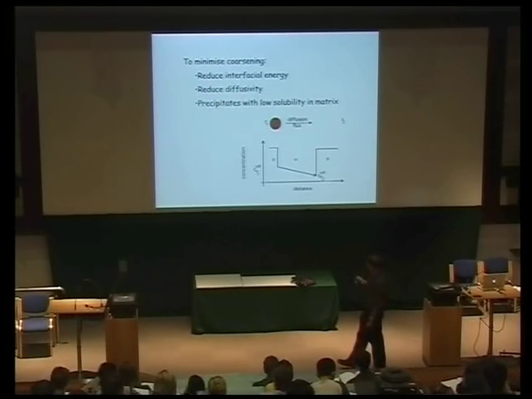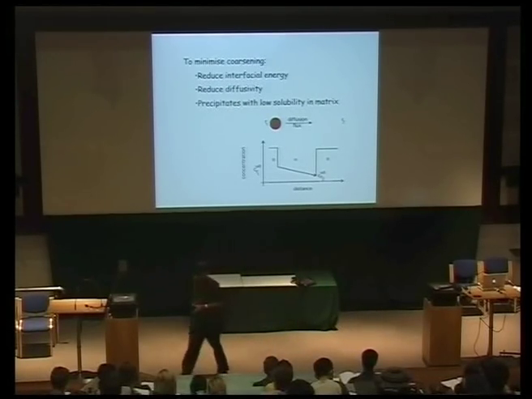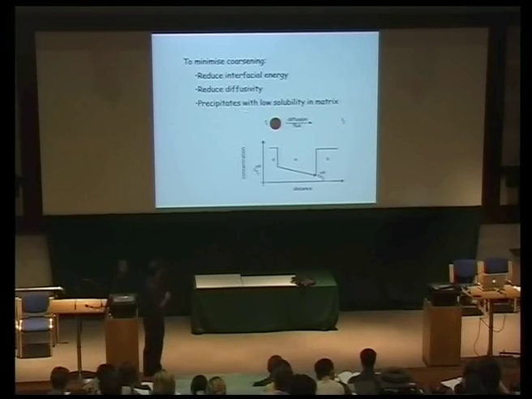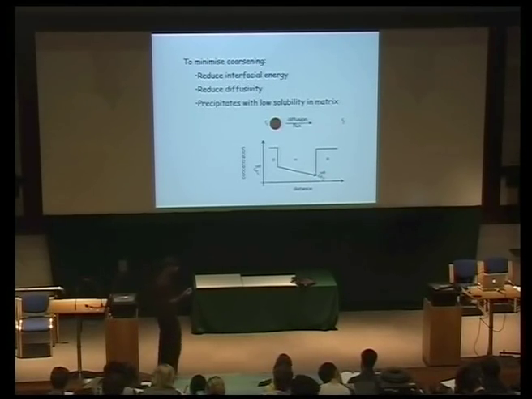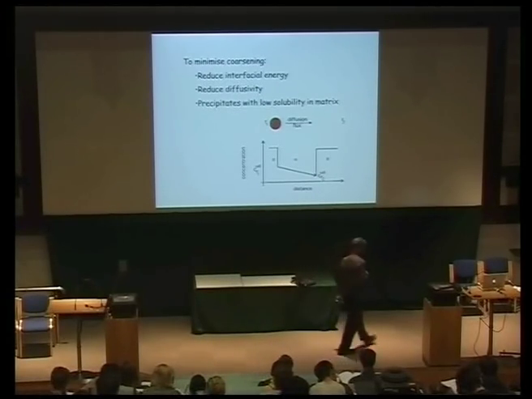We reduce diffusivity by controlling the composition of the matrix. And we choose precipitates which have a low solubility in the matrix. So for example, I gave you the example of yttrium oxide. Oxygen has virtually zero solubility inside solid iron.